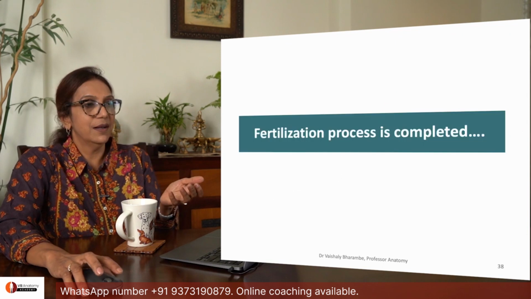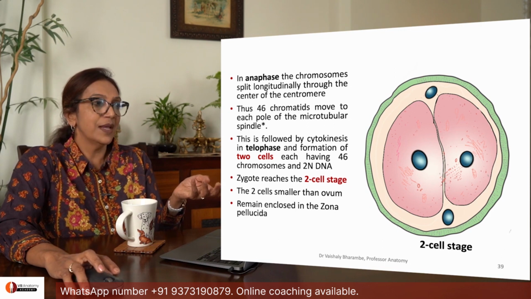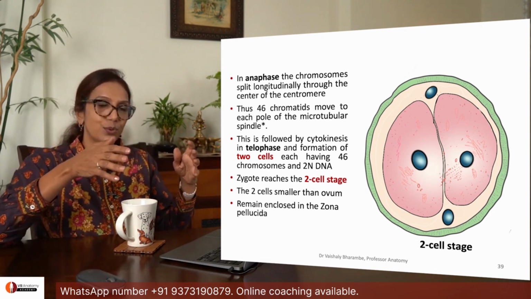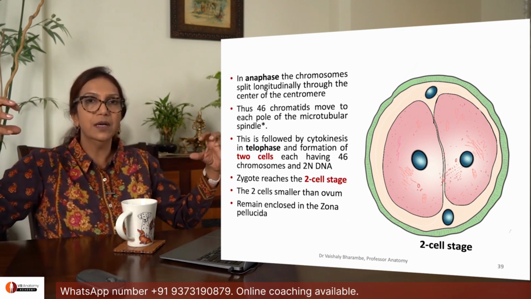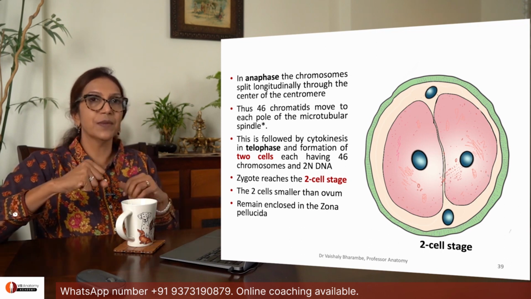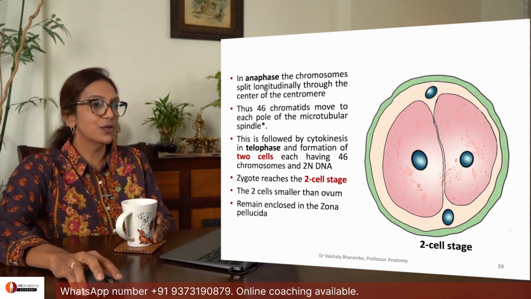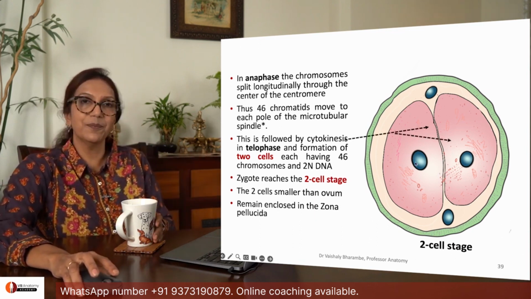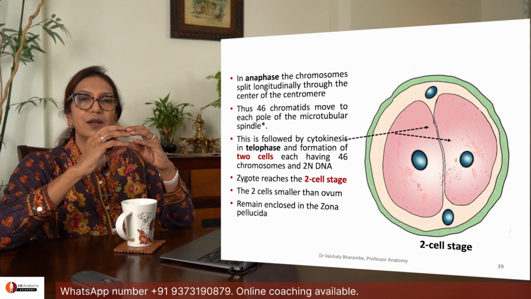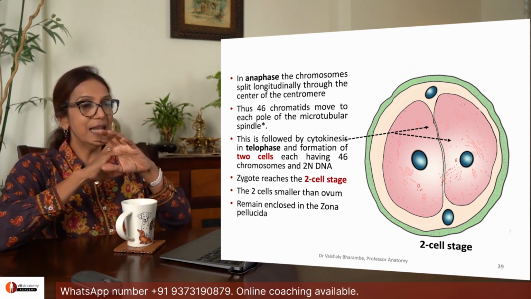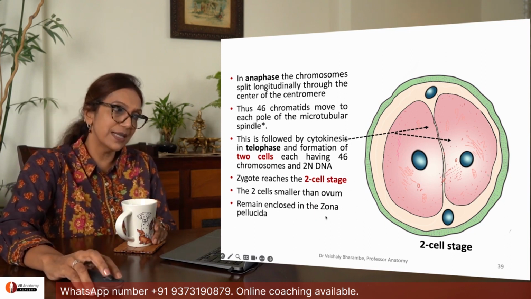Because there is a spindle, you know what follows. Like any other mitotic division, the chromosomes split longitudinally and there is formation of 46 chromatids, each of which moves to the pole of the spindle. By the process of telophase, there is cytokinesis and two cells get formed. So here's one cell and here's the other cell. There was just a moment when all this nuclear material was together as one cell, and then immediately it goes into cell division and the zygote now reaches the two-cell stage.